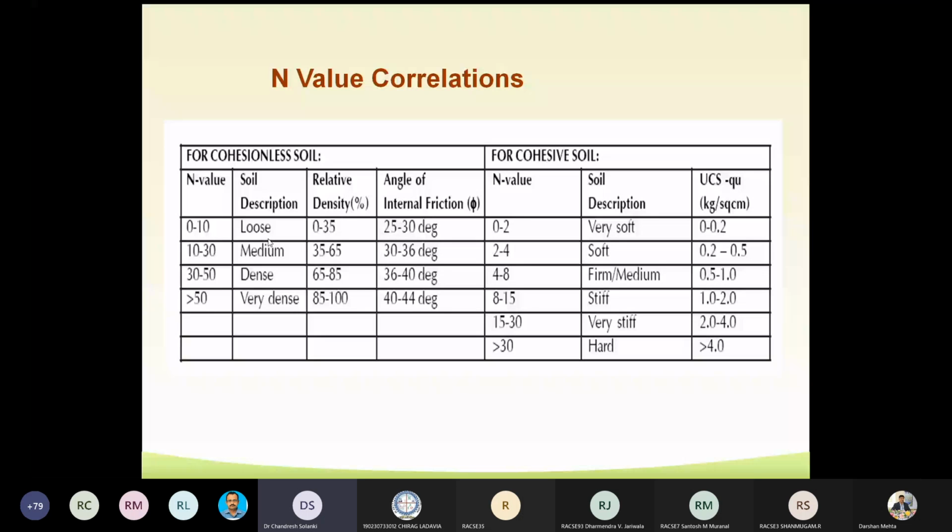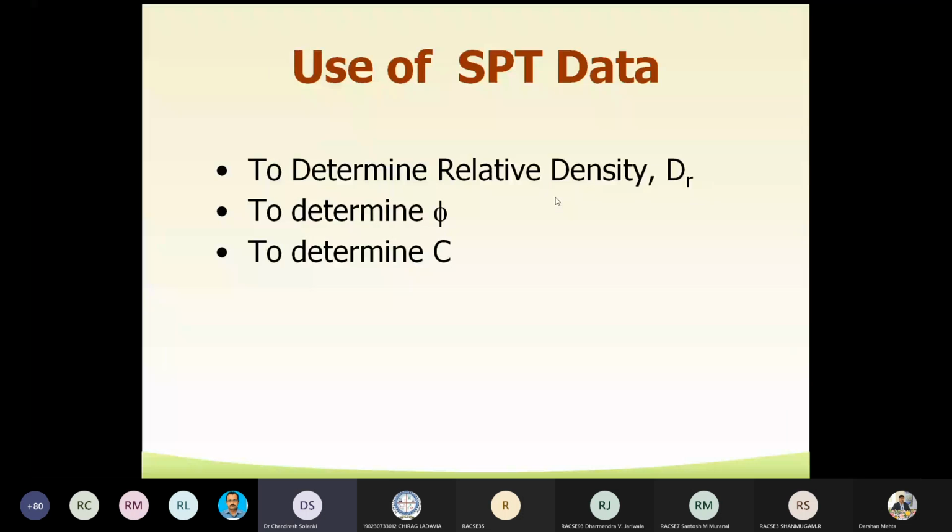Here, this soil may have a bearing capacity less than 100 kilonewton per meter square, or 10 ton per meter square. Whereas when the N value is 10 and the soil is classified as a stiff clay, the UCS value, that is the unconfined compressive strength, is 1 to 2. In such cases, your C value has a good value, and hence the bearing capacity of such soil having N value 10 in case of cohesive soil may go up to 250 kilonewton. Hence, it is needed to have the soil types with the N value. We use SPT data for knowing the relative density, angle of shearing resistance, and cohesion.